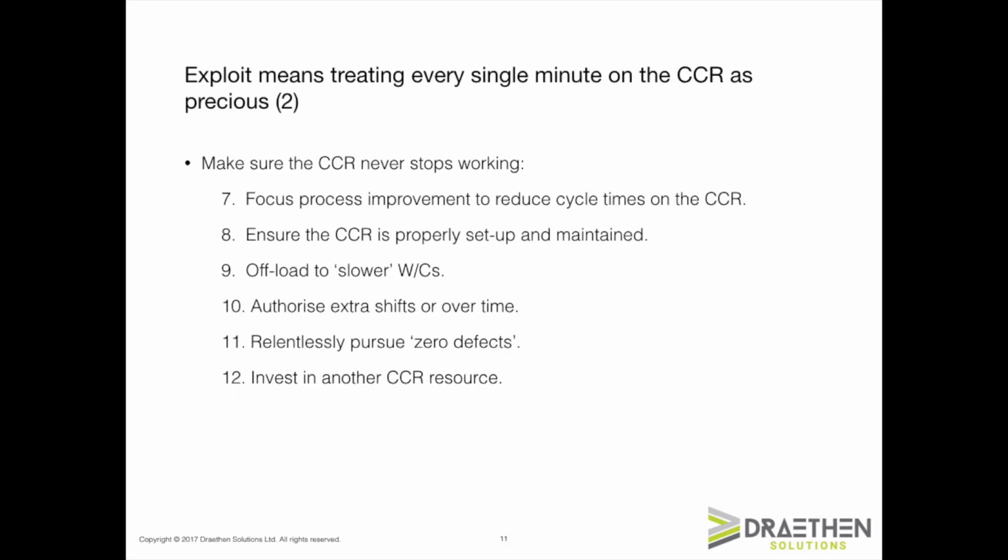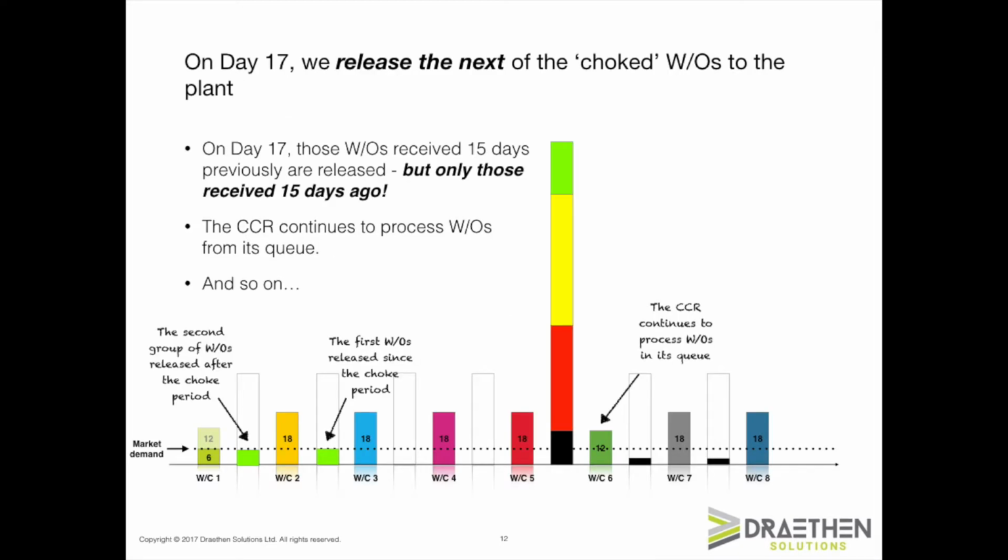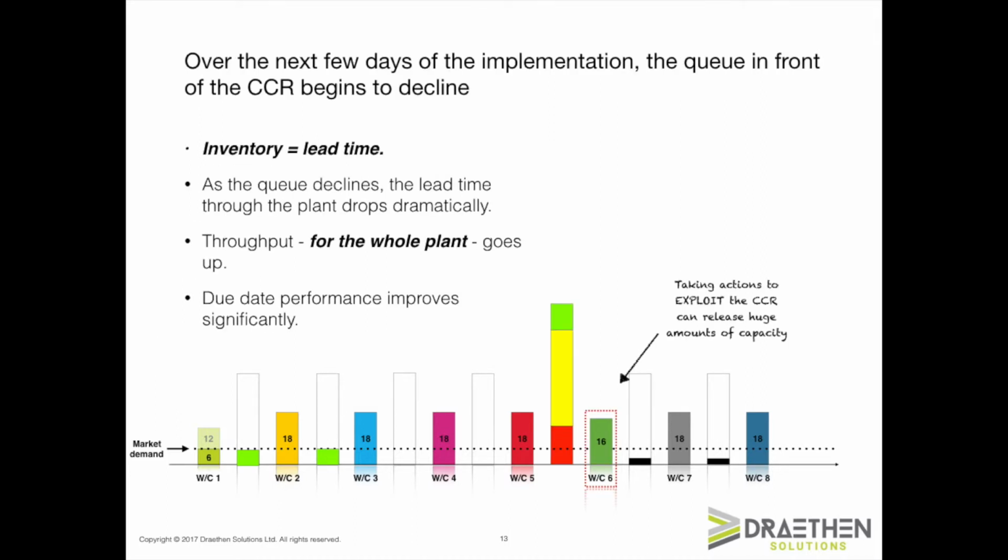These tactics will help eliminate the queue in front of the CCR quickly and again further increase flow through the plant, reducing the manufacturing lead time and improving due date performance. We talked about how work orders begin to be released again after the end of the initial choke period. These work orders started to flow quickly through the plant because the level of queuing had been greatly reduced. And we saw the impact of the actions we took to increase capacity at the CCR on the queue.